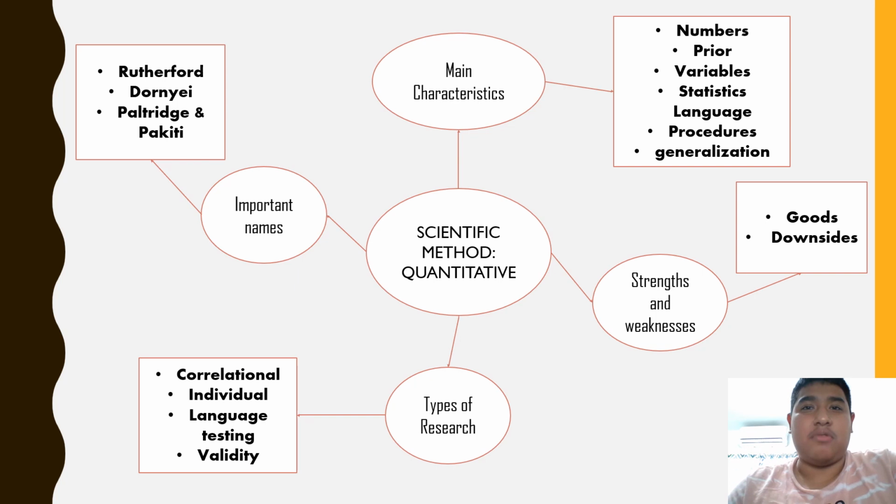Next is statistical language. You need a kind of special language in order to explain yourself and explain your topic. So you need to memorize some words. Next, the procedures. There is a list of procedures that you need to follow in order to do research. These were made by other people before you, and basically all quant research is done like that.